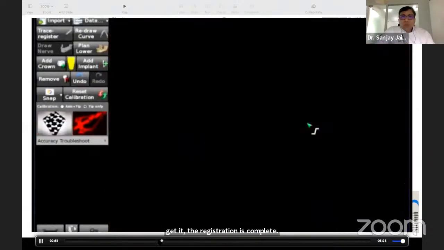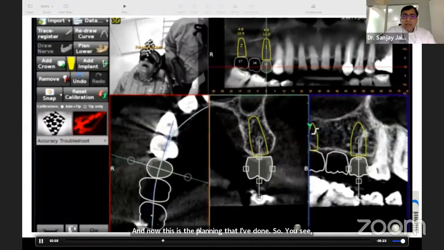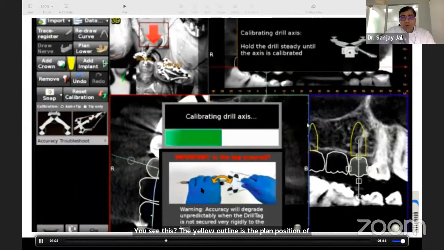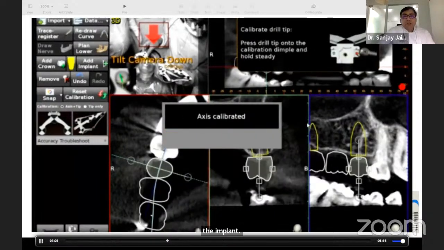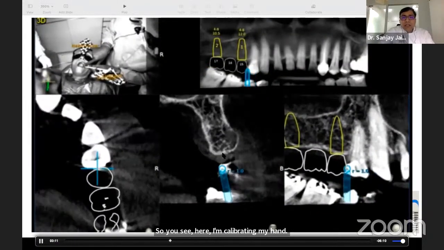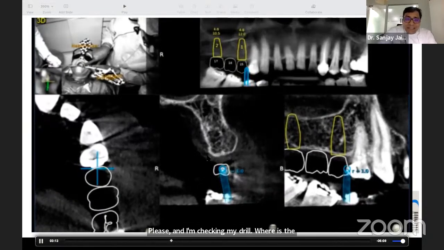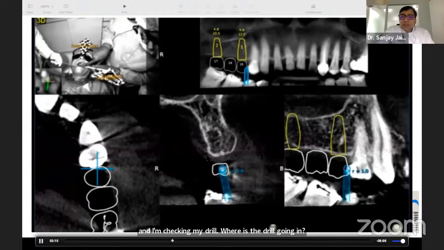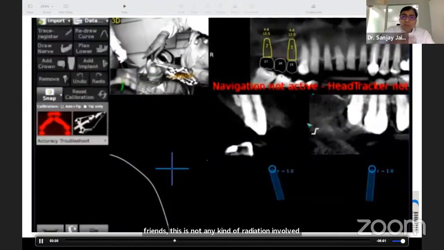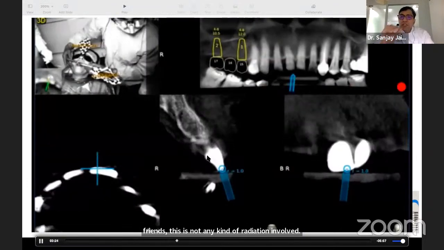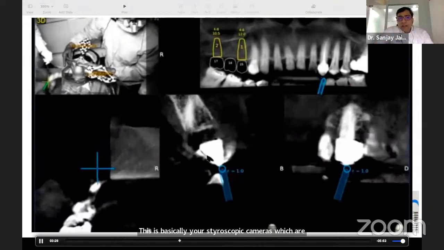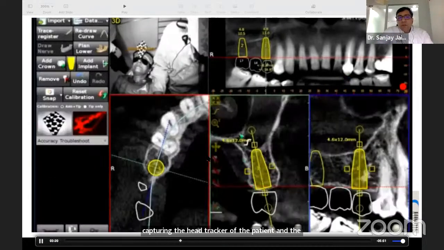And now this is the planning that I've done. You see the yellow outline is the planned position of the implant. This is the planned position of the crown. What I'm calibrating is my handpiece. I'm calibrating my handpiece and checking my drill. Where is the drill going in? And this is seen in real time. And let me tell you, friends, there is no radiation involved. This is basically your stereoscopic cameras capturing the head tracker of the patient and the jaw tracker along with the handpiece that I'm using.